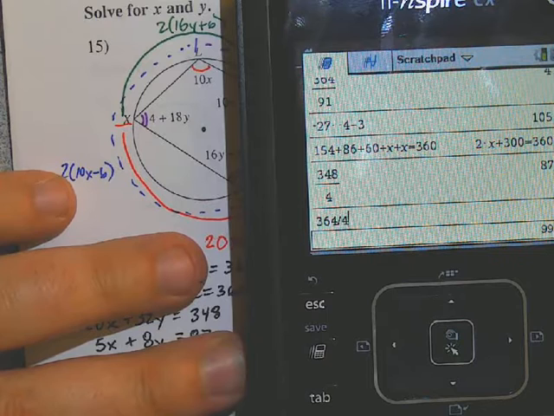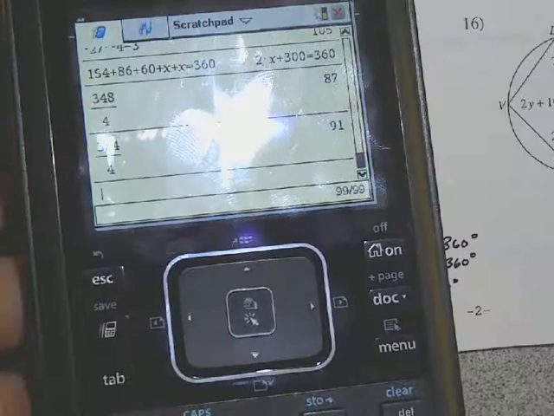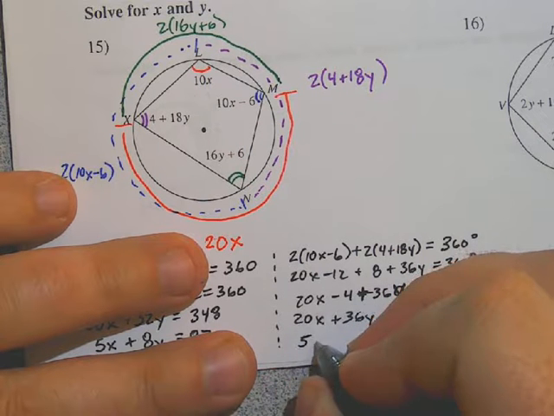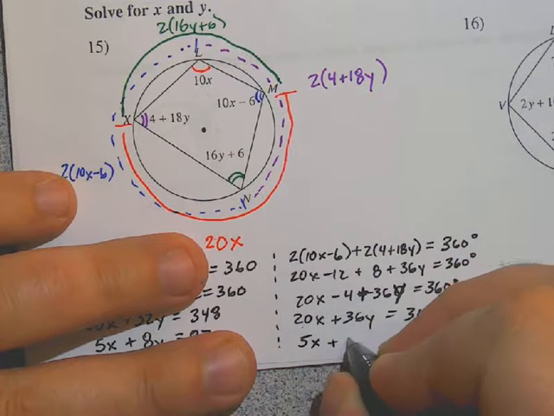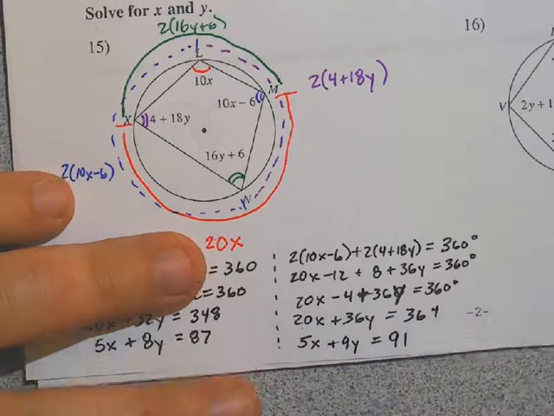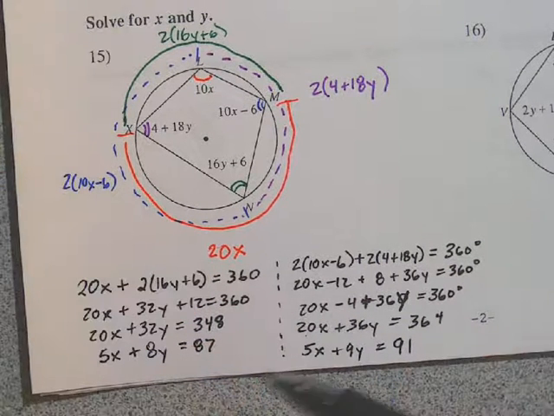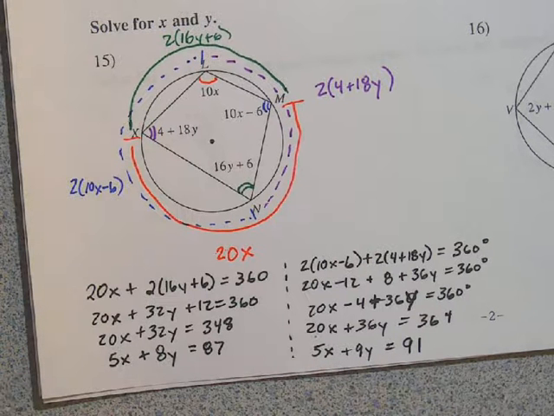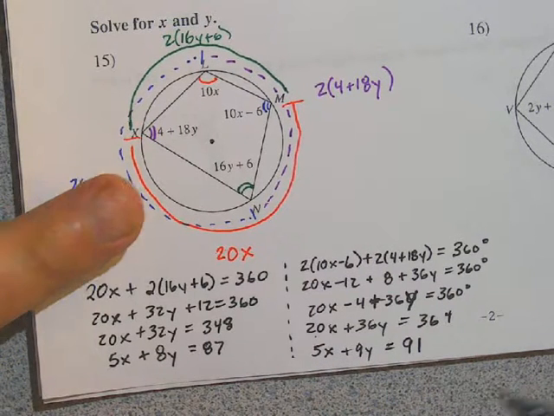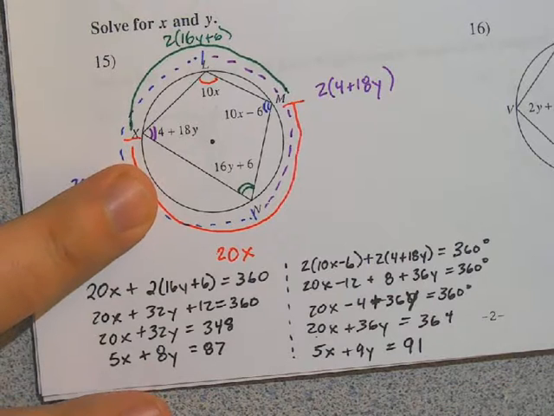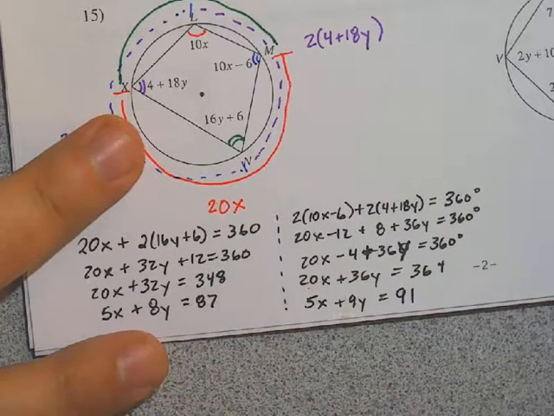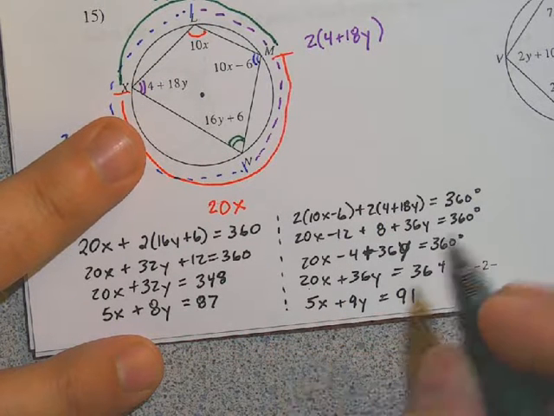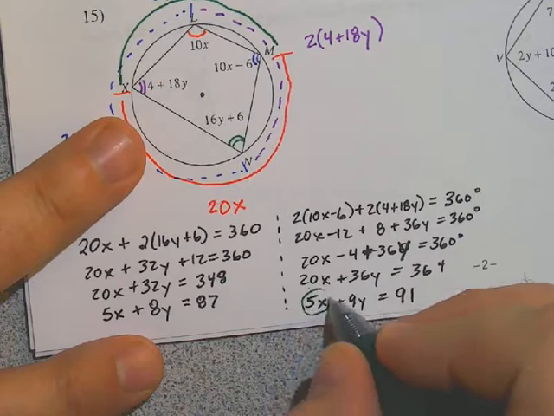And I once again think that 4 is going to go into all of these. So I'm going to do 364 divided by 4. And that's going to be 91. So I'm going to divide 4 into this, divide 4 into this, equals 91. So I've got 5x plus 8y equals 87, and 5x plus 9y equals 91.